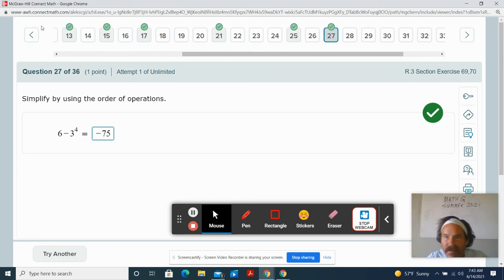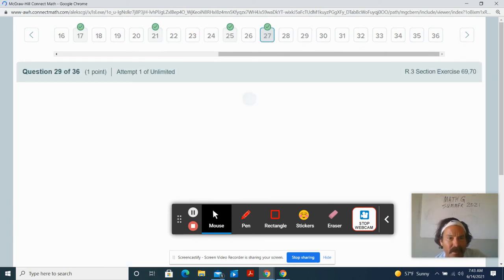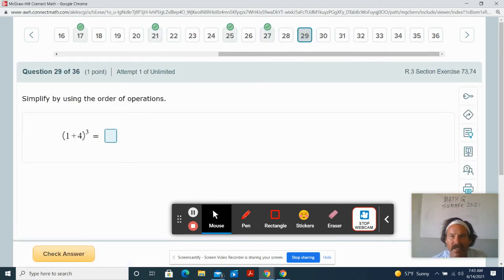All right. So moving through here. These last few problems, I think you have 36 total. These last few are going to take you a little bit longer because they're a little bit longer problems. For example, 29 is not that long. Well, 29 just has the parentheses there.